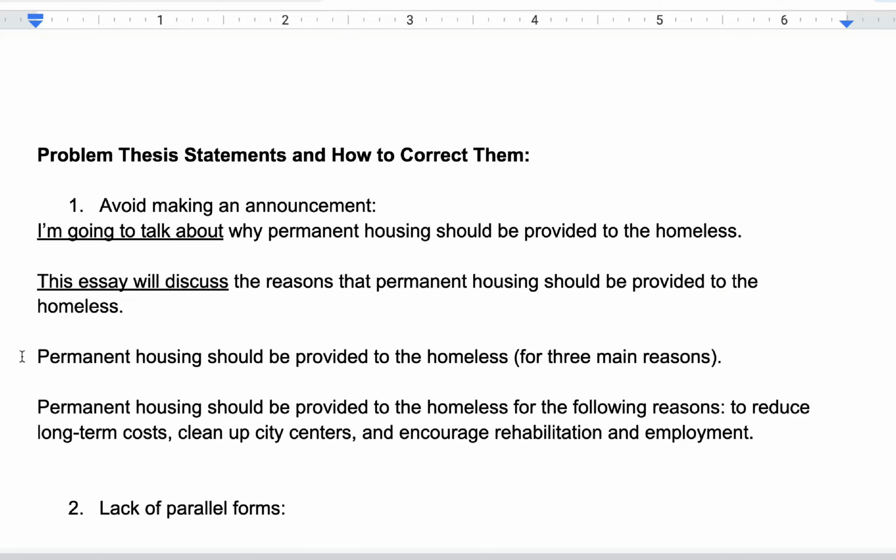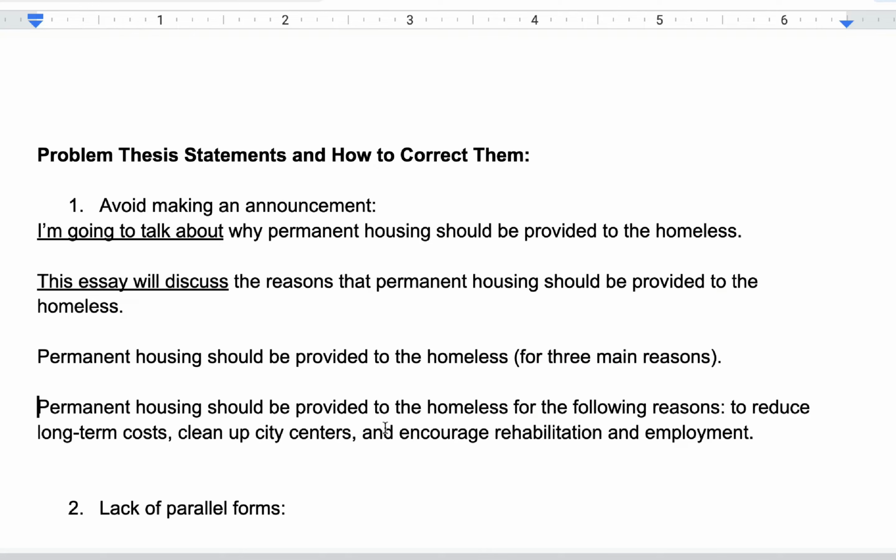It doesn't tell us the specific reasons that we're going to look at in the essay, and that's okay. We know that the essay is going to show that permanent housing should be provided to the homeless and explain why. We also could add for 3 main reasons or for 4 main reasons, and that would be fine also. Or we can add these subpoints and make it more specific, like in the next one.